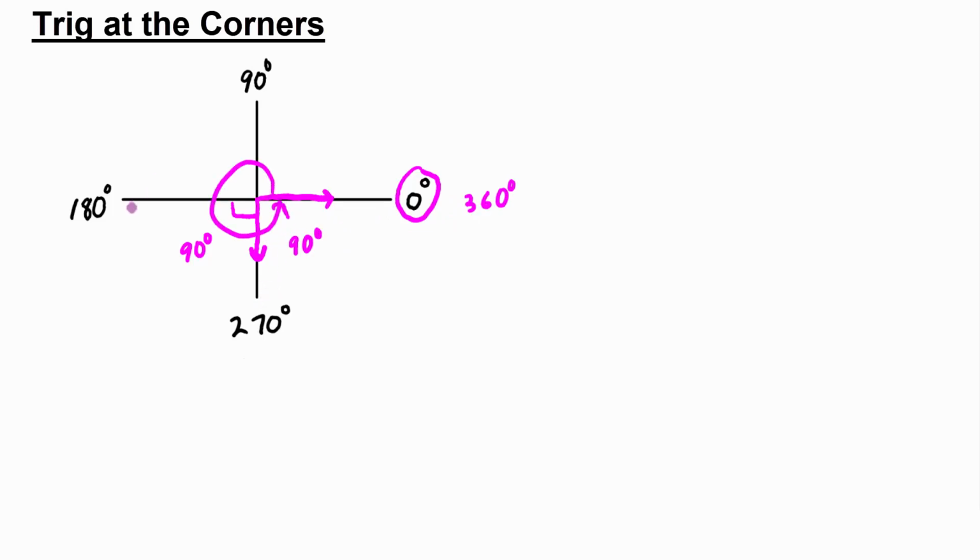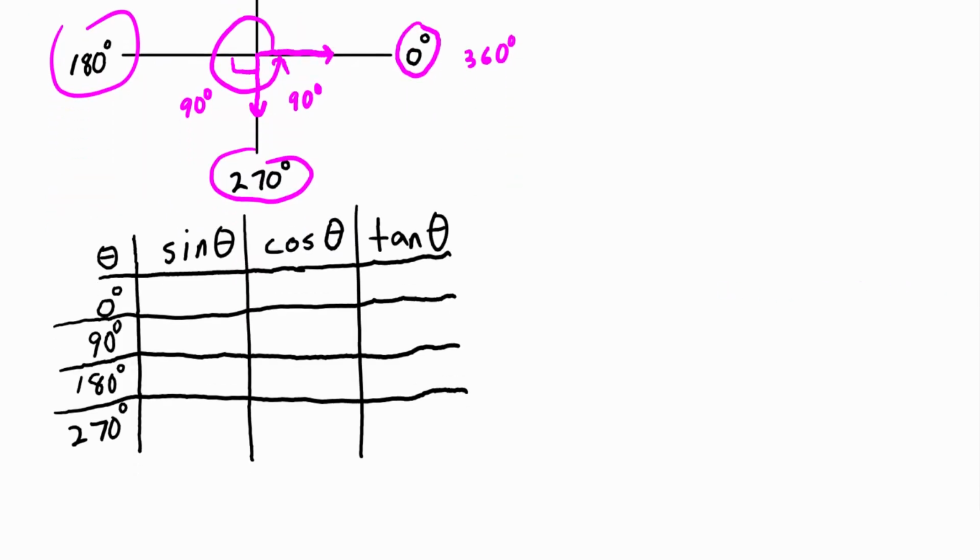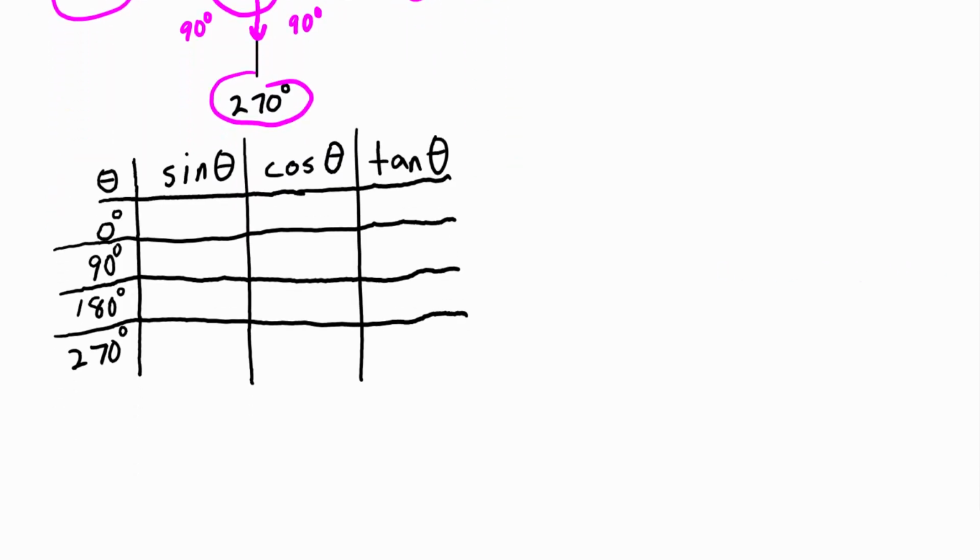Okay, so that's what I mean by the corners: 0, 90, 180, and 270. What are these values? Let me fill in this chart and then I'll give you an idea of at least where some of these come from. So the sine of 0 degrees is actually 0. The sine of 90 degrees turns out to be 1. The sine of 180, 0. The sine of 270 is -1.